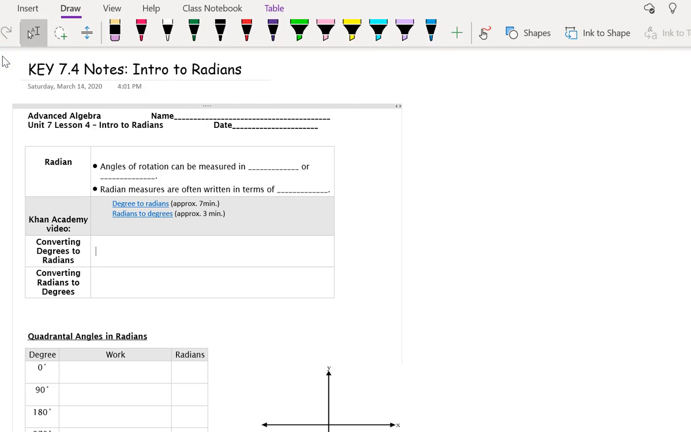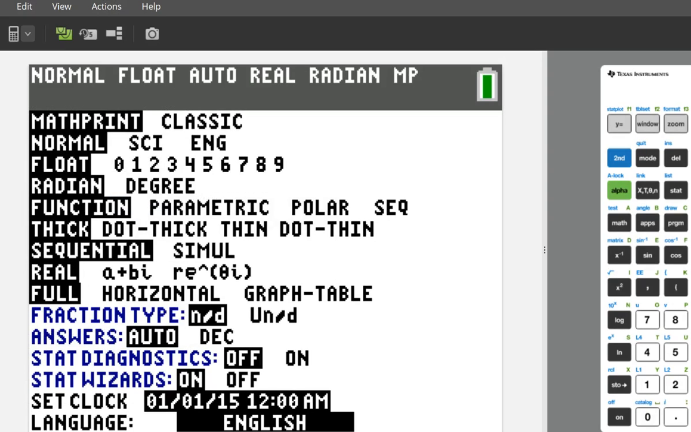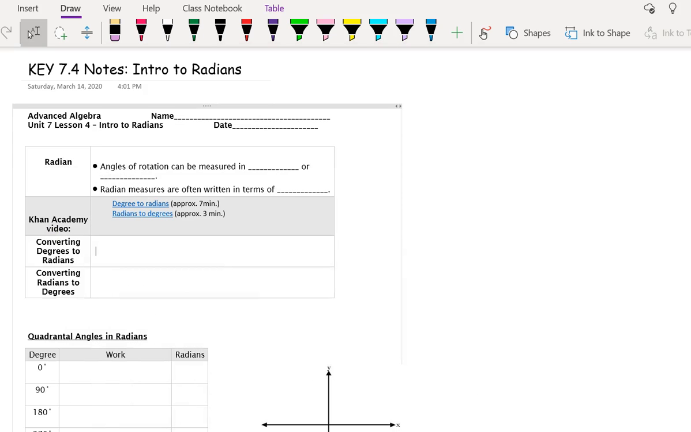Okay, so today we're going to talk about a new form of measurement that's not new, but it's maybe new to you, called radians. You've probably heard of radians before because when you did geometry and we were working with circles and arc length, we were using degrees, and so we had you go into your calculator and switch maybe from radians into degrees.